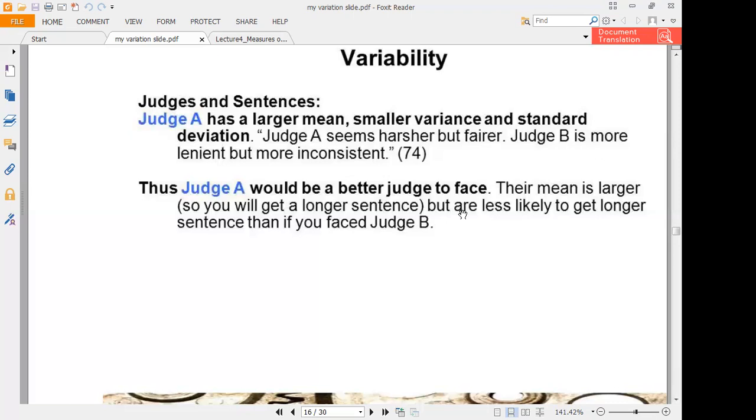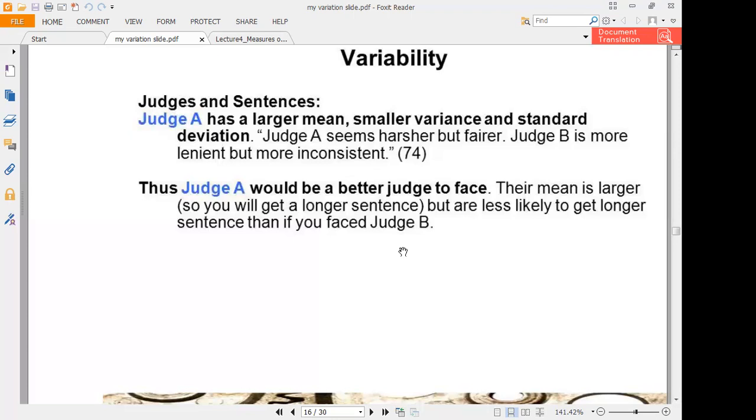Then Judge B is more lenient. If you consider the mean, we see that Judge B is lenient because he is going to give 30 years on average, but he is not consistent. Judge B is very lenient if you compare the mean, but looking at the standard deviation, it tells us that Judge B is not consistent. Judge B might be lenient at first sight, but his leniency is not always consistent. It changes anytime. So it will be better to face Judge A instead of facing Judge B, even though Judge B has the lower mean.